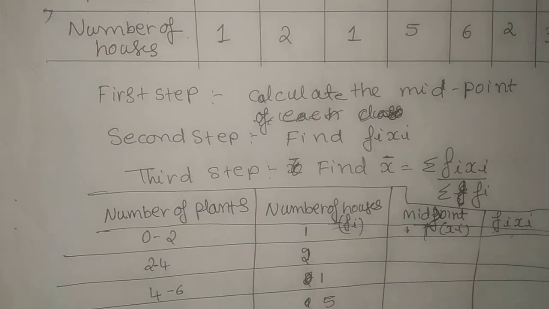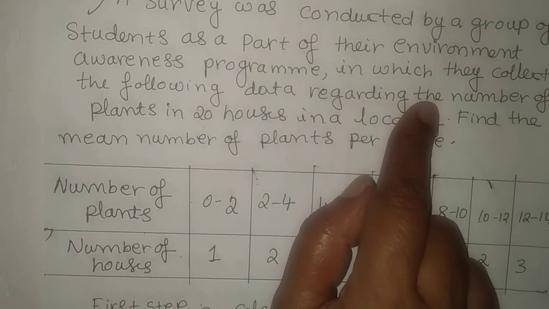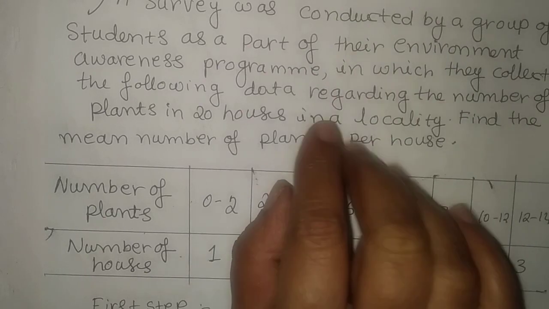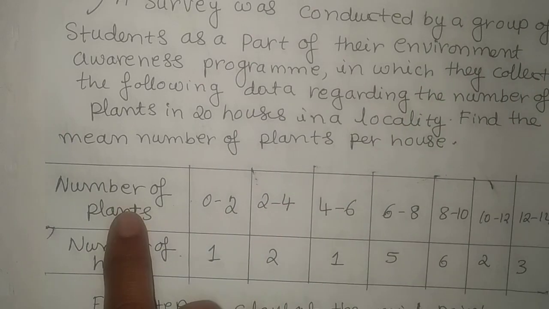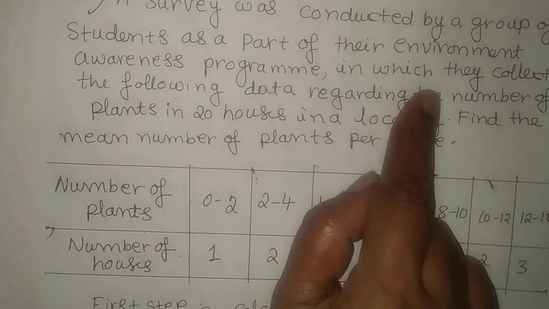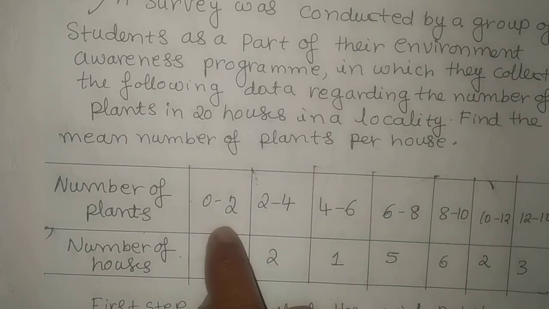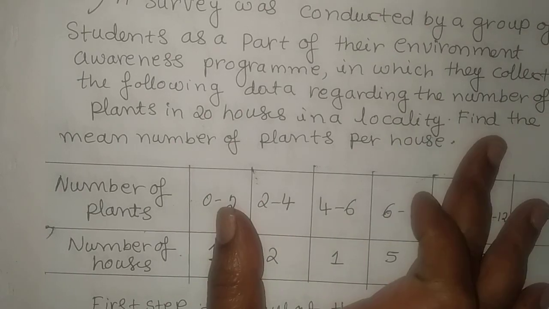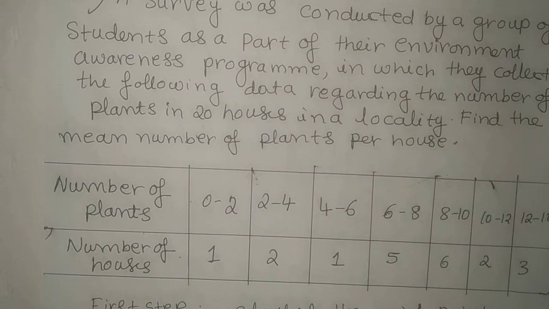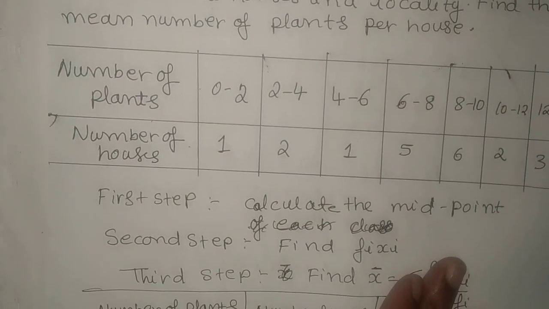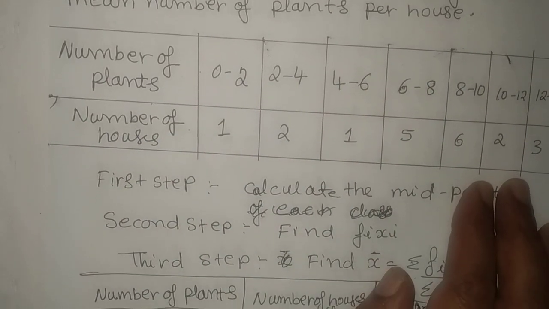So once again I will explain. See, a survey was conducted by a group of students. An environment awareness program was done in a school. The students conducted the survey. In which they collected the following data: number of plants and number of houses in the locality. So we have to find out the mean, that is plants per house. So these are the data given or collected by the students.